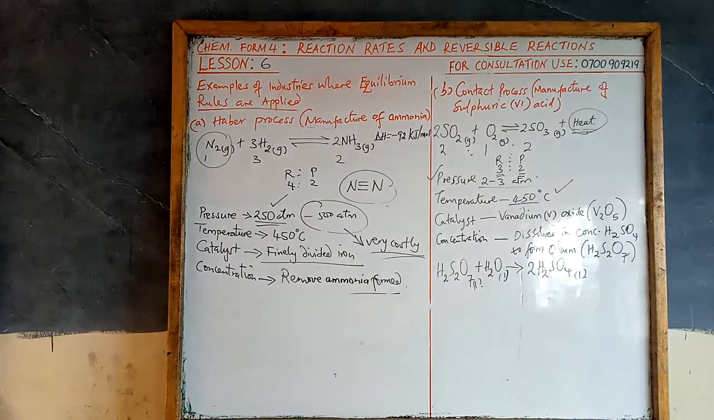And those are the 2 good examples that we can consider under industrial application of those rules. And that will mark the end of our lesson number 6. So lesson number 7 will be our last one to consider, just a small portion of this topic remaining.